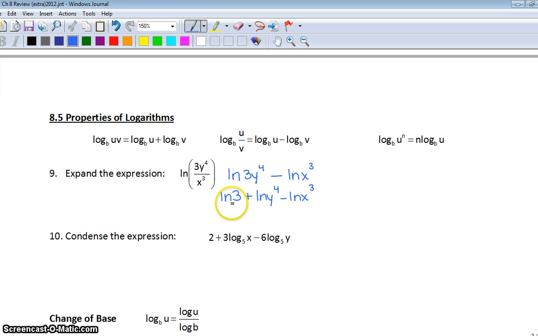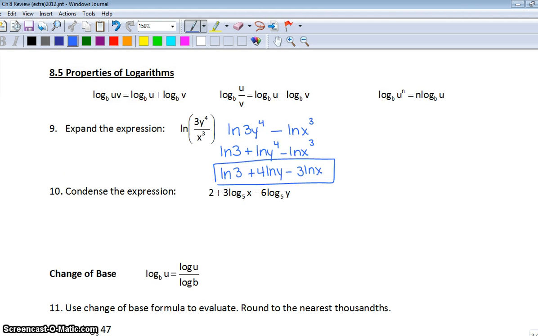So I look at 3. 3 can't be broken down any further. Natural log of y to the fourth. I have an exponent, so I can move that 4 out to the front. I've got an exponent, I move that out to the front. No more pieces can be broken down, so this would be my answer as it's expanded. Remember, I'm making it larger. If the original piece has natural log, every single piece in my answer has a natural log.